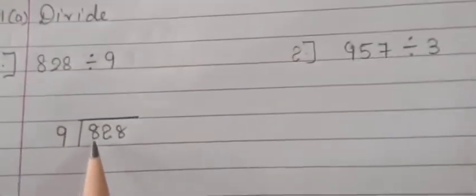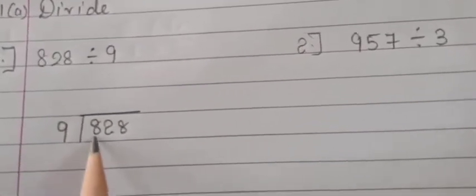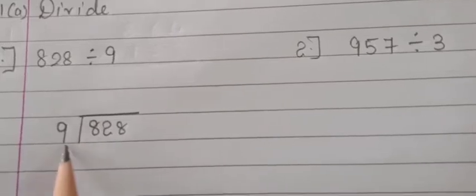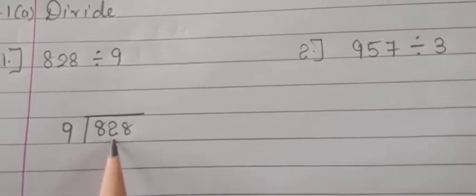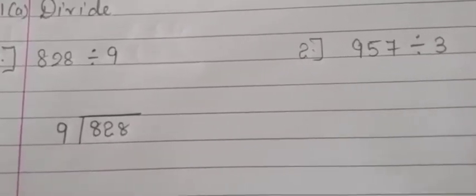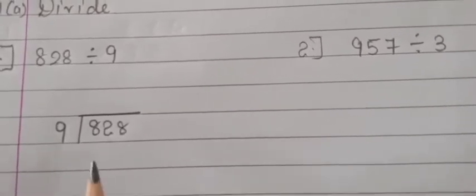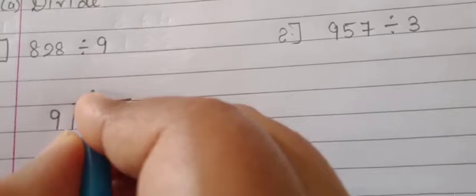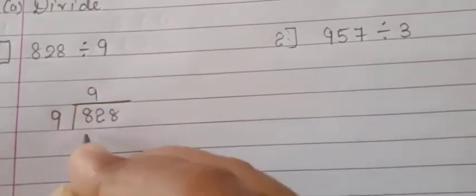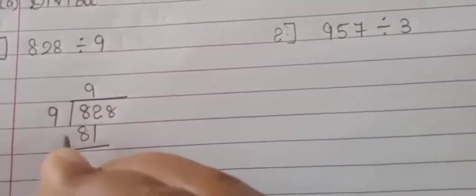So first of all we will take the 2 digit because the first digit is 8. It is smaller than 9. So we will take 2 digit 82. In 9 table when 82 will come, it will not come. So we will take smaller number. 9 9s are 81. So here we have to subtract.